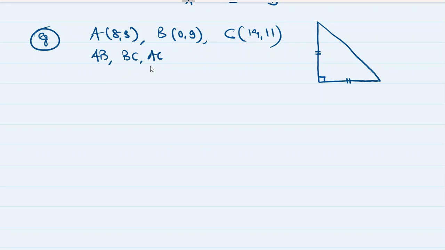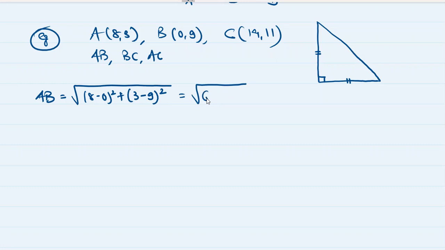So the sum of the squares of the two smaller sides should be equal to the square of the larger side. If these two conditions are fulfilled, that is any two sides are equal and the sum of the squares of the two smaller sides is equal to the square of the larger side, then we can say that this triangle is a right isosceles triangle. So let's find what is AB. AB is under root of 8 minus 0 the whole square plus 3 minus 9 the whole square, which is 8 minus 0 is 8, 8 square is 64, plus 3 minus 9 is minus 6, and minus 6 square is 36. So that is root of 100, which is 10 units. AB is 10 units.